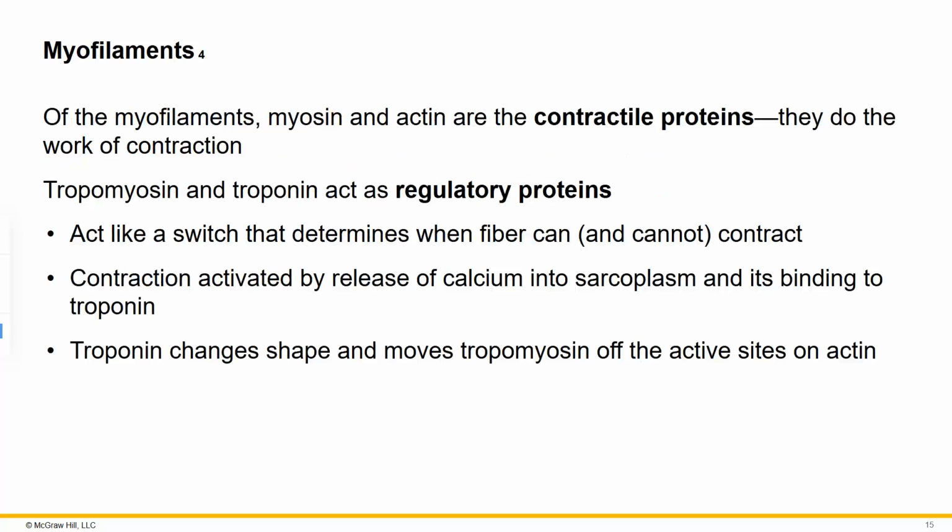Of the myofilaments, myosin and actin are the contractile proteins. They do the work of the contraction. Tropomyosin and troponin act as regulatory proteins. They act like a switch that determines when the fiber can and cannot contract. Contraction is activated by the release of calcium into the sarcoplasm and its binding to troponin. Troponin changes shape and moves tropomyosin off the active sites on actin.